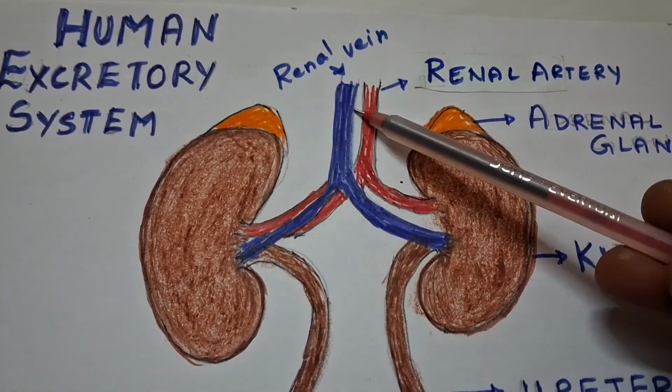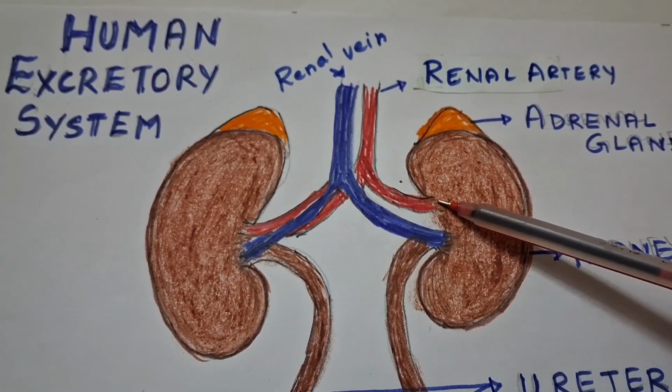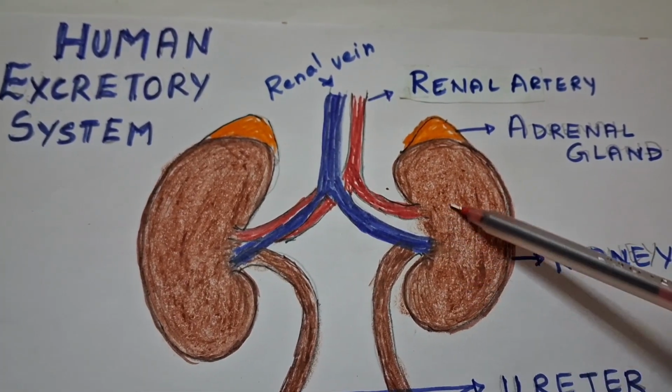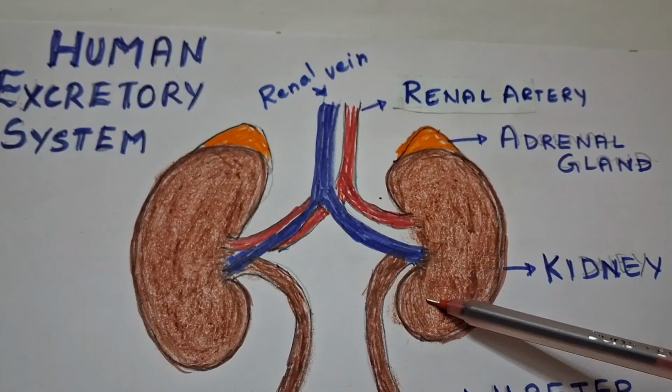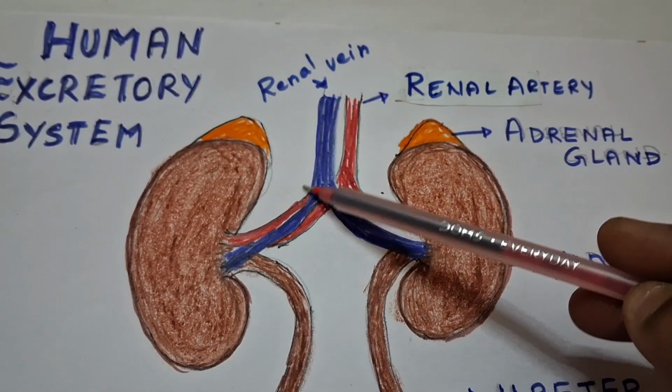This is the renal artery. It brings blood to the kidney. Once it enters here, the blood gets filtered, toxic substances and nitrogenous waste are removed, and finally the pure blood goes out through the renal vein.